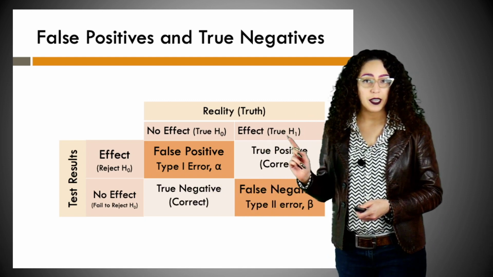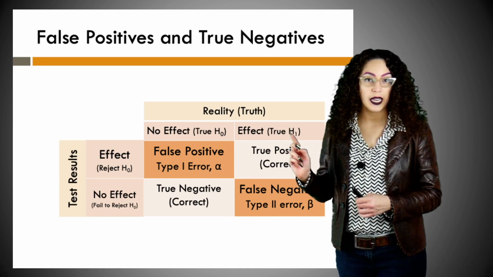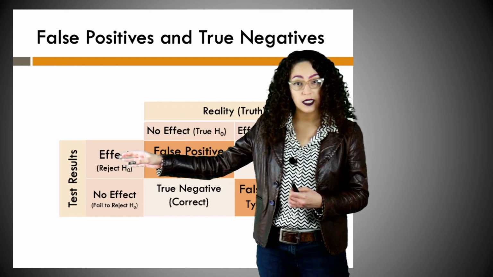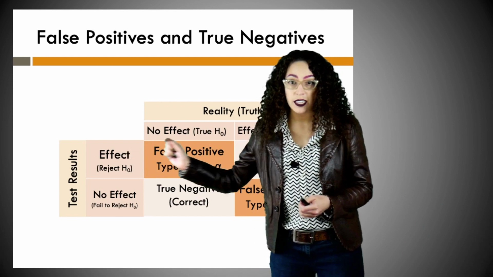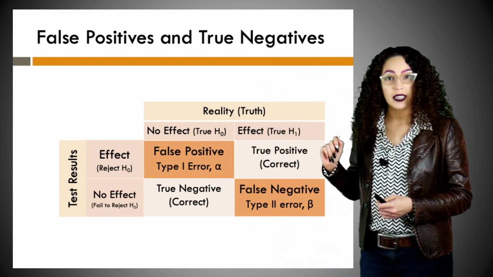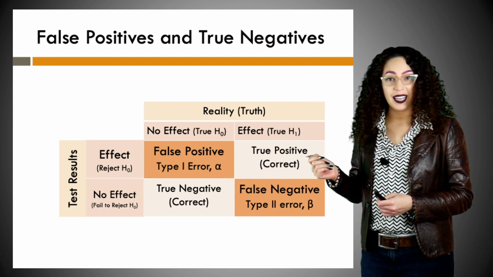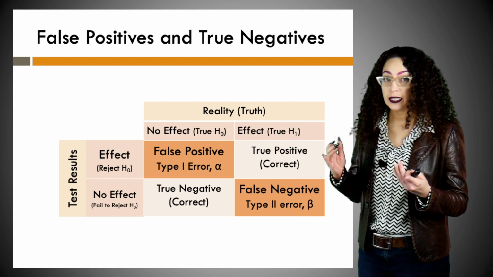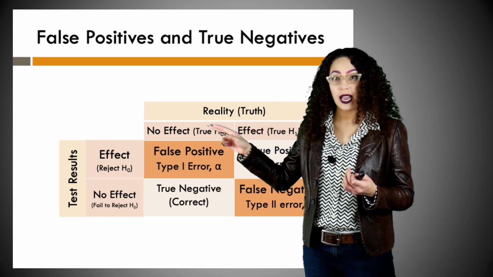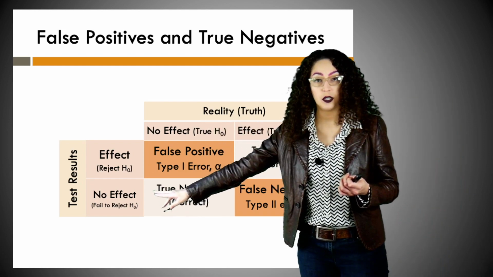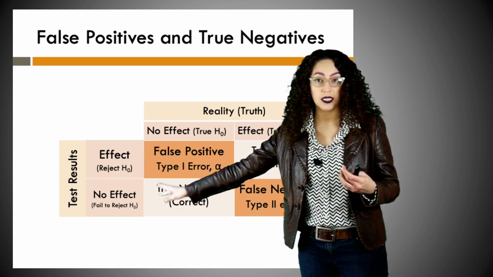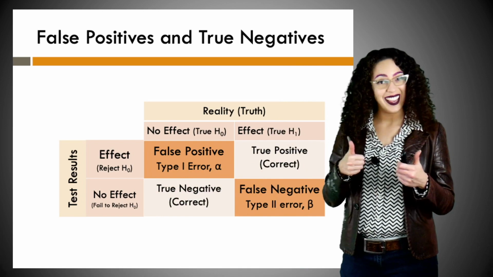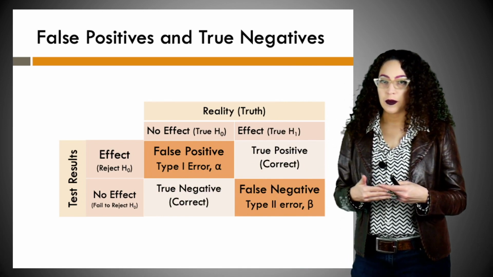So if in reality a particular drug, let's say, has an effect and does work, and your test rejected the null hypothesis, meaning that you found an effect, then you have correctly rejected the null hypothesis, and it's a true positive. Yay! Now, if that drug has no effect in reality, so right here, and your test also finds that it has no effect, so you fail to reject the null hypothesis, you also have a true negative, which is also correct. Yay! But now let's look at the 2 ways that you can be wrong.